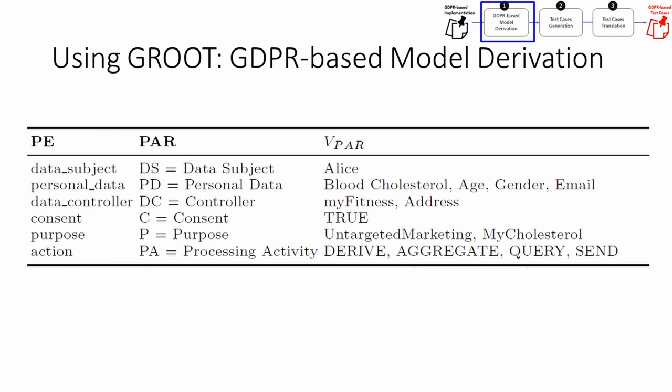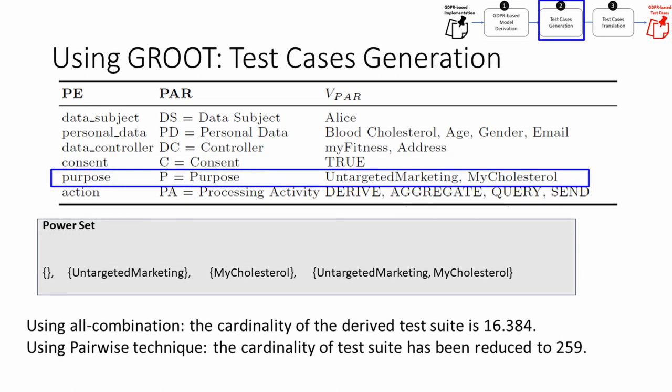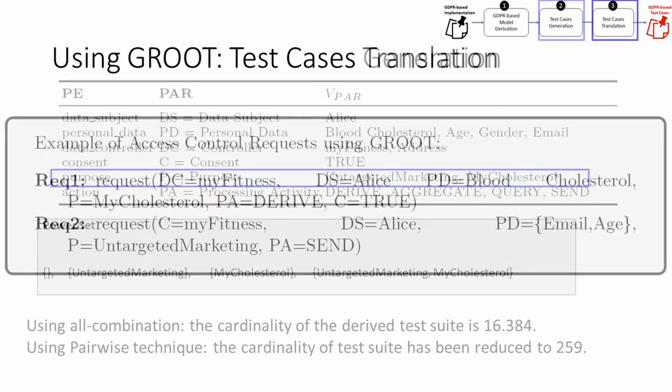The combination of the parameters' values is computed in order to derive the set of test cases. Considering, for instance, the all combinations, the power set associated with parameter purpose is shown in the gray box. For all combinations, the cardinality of the derived test suite is 16384, because the number of test cases follows exponential growth with the number of parameter values. The number of generated test cases can be reduced by considering different approaches. For instance, by applying the pairwise technique, the test suite has been reduced to 259.